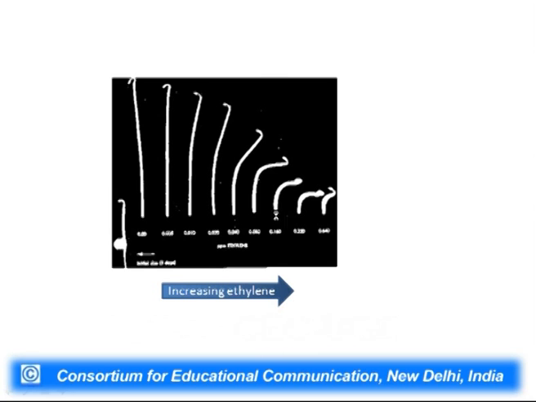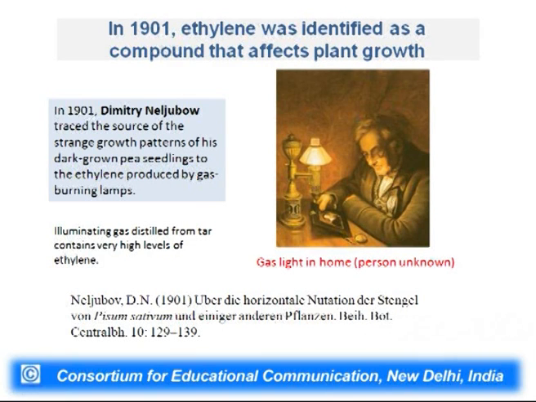Dmitry was very intelligent. He must have thought that something may be there in these burning lamps, because the difference between outside and inside is the burning lamps. So, he analyzed the gases which come out from the burning lamp, and he found it is rich in ethylene. He concluded that it must be ethylene from these burners which is making the pea seedling behave differently, and he was absolutely right.